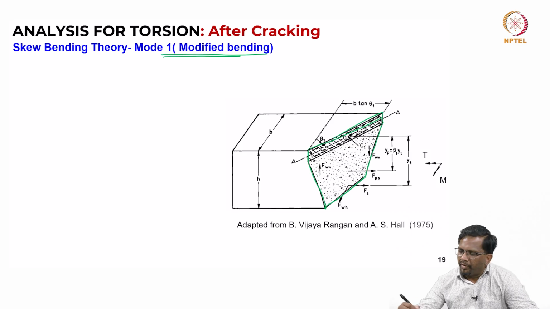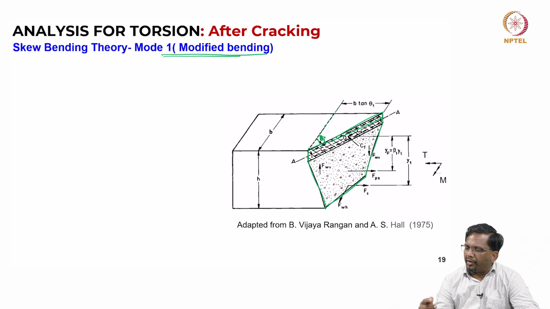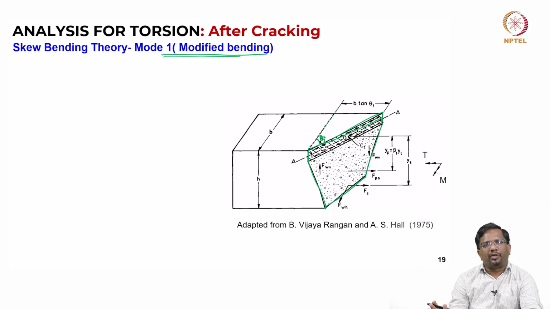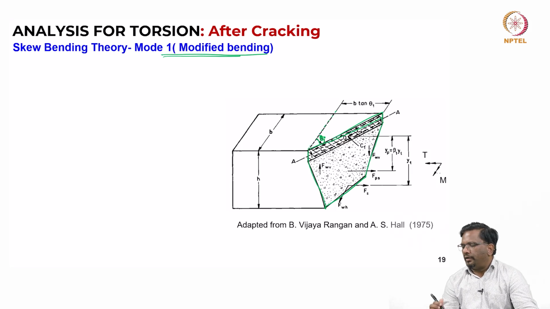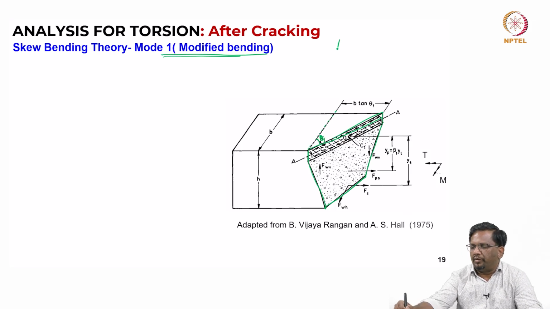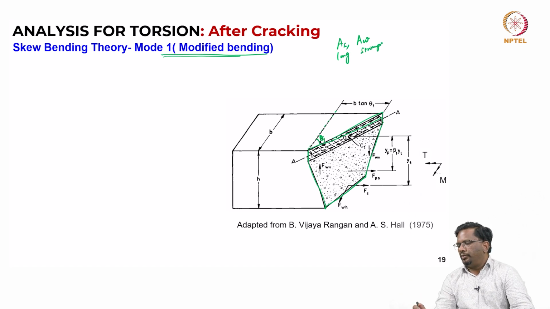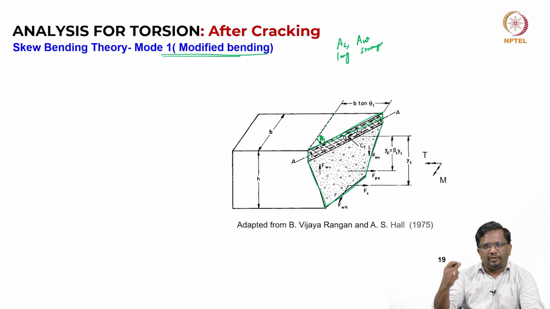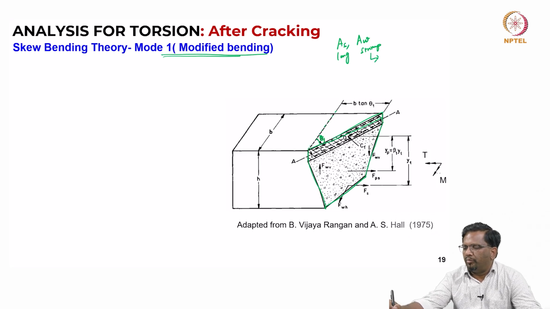Now, you see here, with respect to this beam axis, they are saying that this particular failure surface is going to create an angle theta 1. It is an assumption, and you will have multiple things. You will have As, the longitudinal bar, and you will have stirrups, Aw, depending upon the locations of the stirrups. Stirrups will have both horizontal legs and vertical legs.